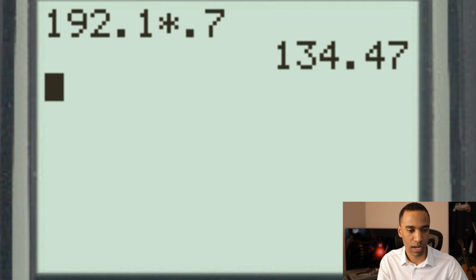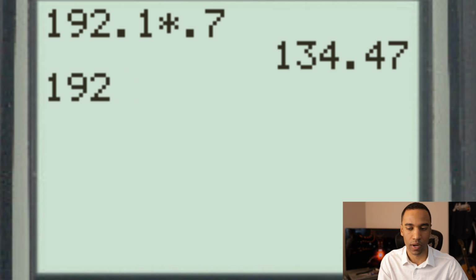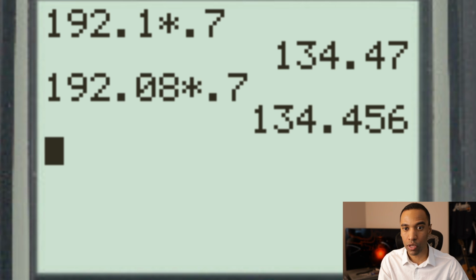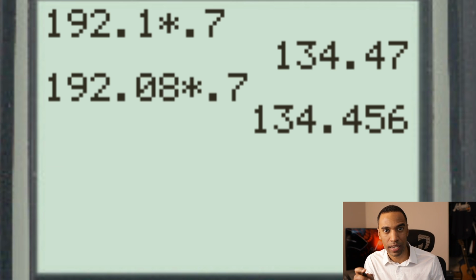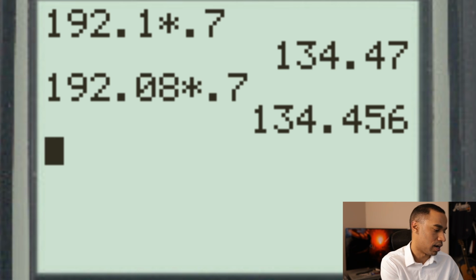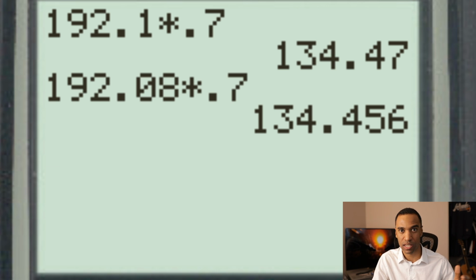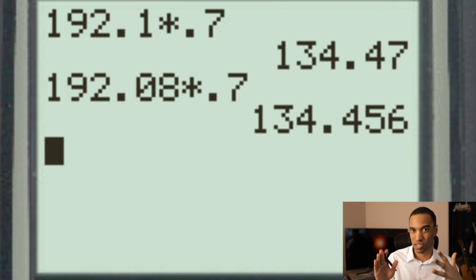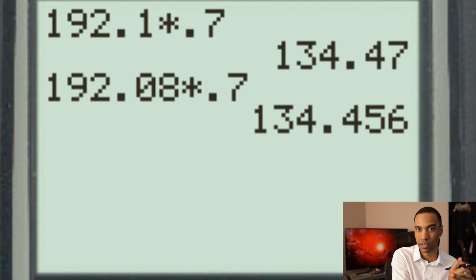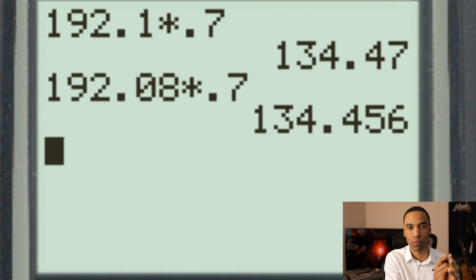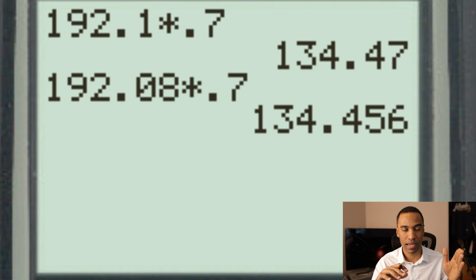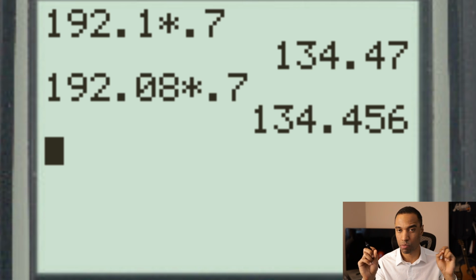Okay, just compare this number to the actual one. The actual number was 192.08. Multiply that by 0.7. Even though this isn't a massive difference, this is only a difference of 1/100th of a centimeter, there is a difference. And it's important because there's a difference even in the next number as well. What about the 7th bounce, 8th bounce, 9th bounce, 10th bounce? In this kind of context, when we multiply over and over, these numbers start to drastically change more and more over time.